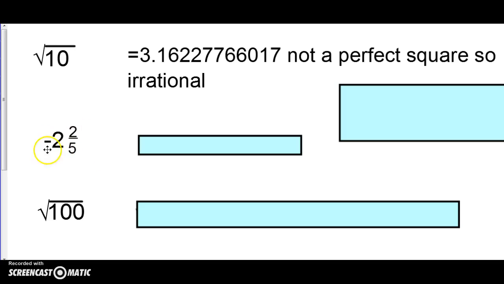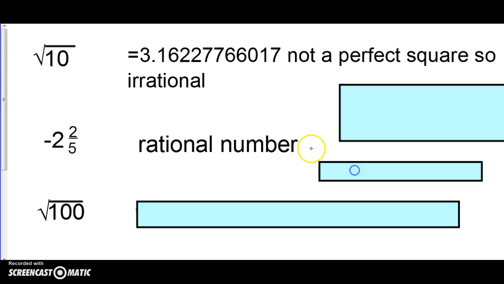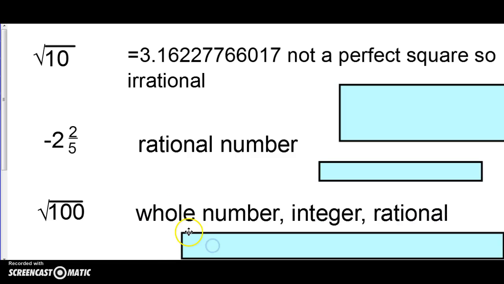This you can recognize from our chart on the first slide as a rational number because it has a fraction, and that makes it a rational number. The square root of 100 is 10, and 10 is a whole number and an integer and rational.